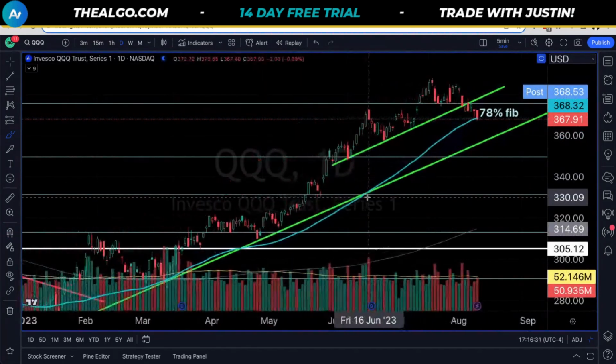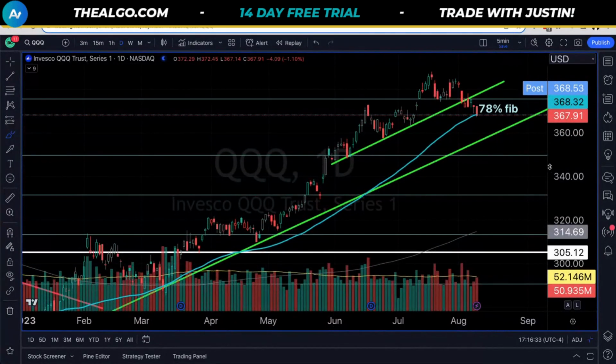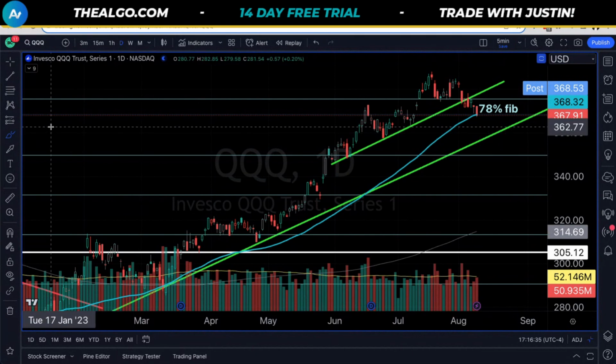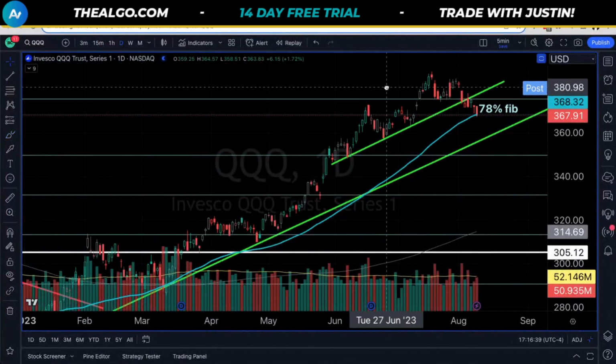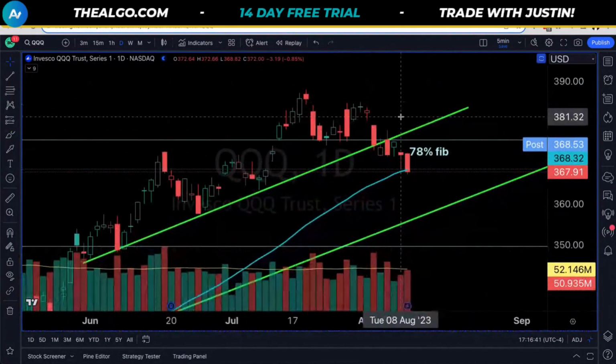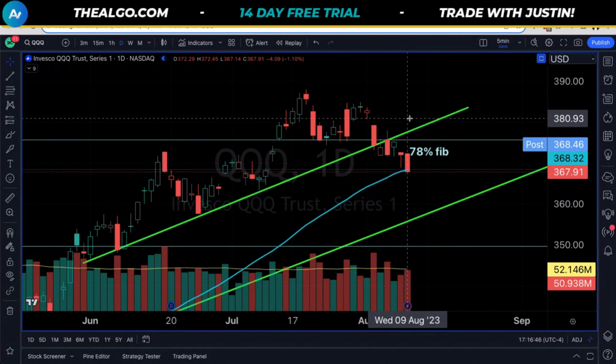If you look at QQQ, the story becomes much more obvious. It closed yesterday with a hammer, and it had the potential to form a daily higher high today. It just couldn't quite do it. So yesterday's high, 372.66. Today's high, 372.45.